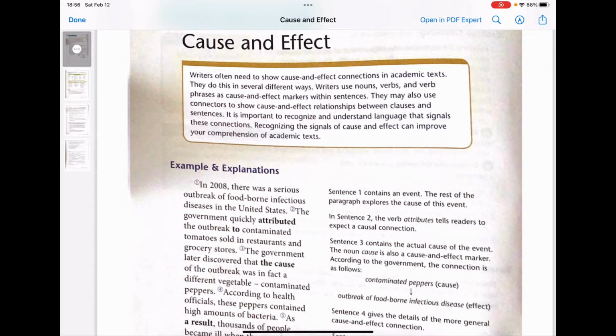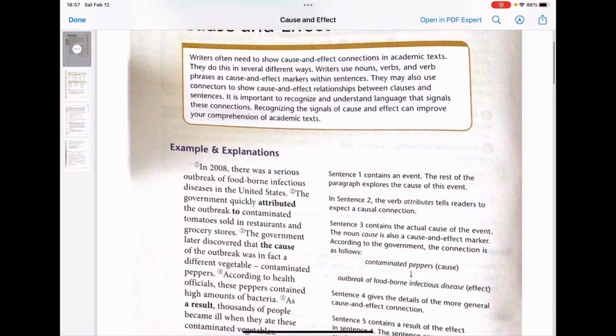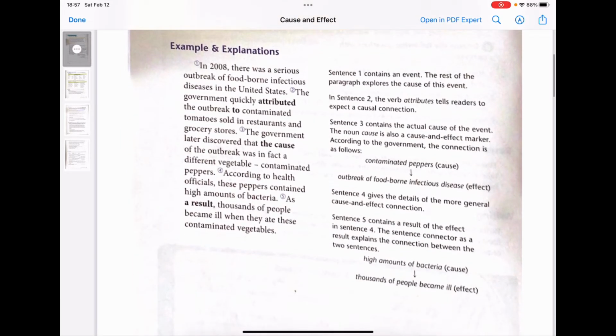Writers also might show cause-effect relationships between clauses and sentences. So there are some signal phrases and some cause-effect markers that can help us understand those relationships as well. If you learn how to recognize cause and effect relationships, it's going to make it a lot easier for you to understand academic text, a lot easier to recognize relationships between ideas in academic text, and so better improve your understanding.